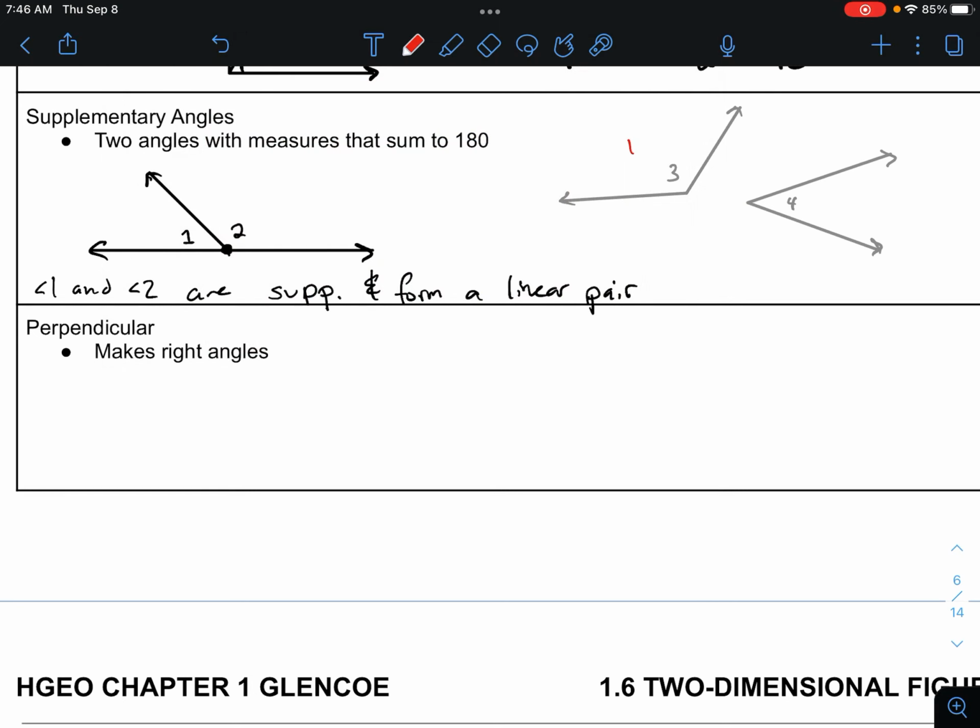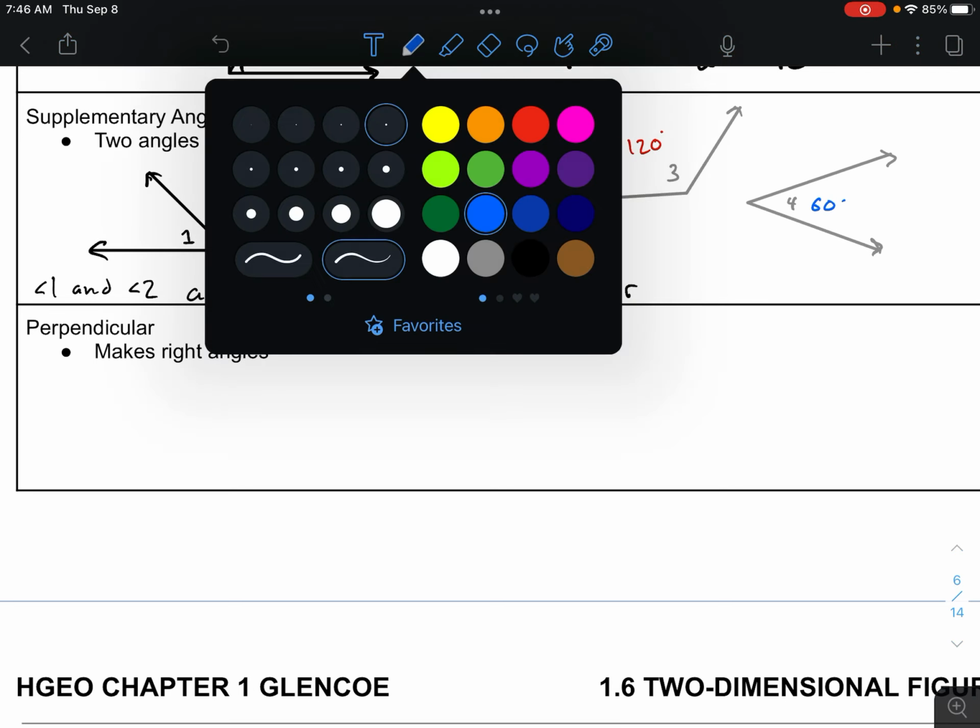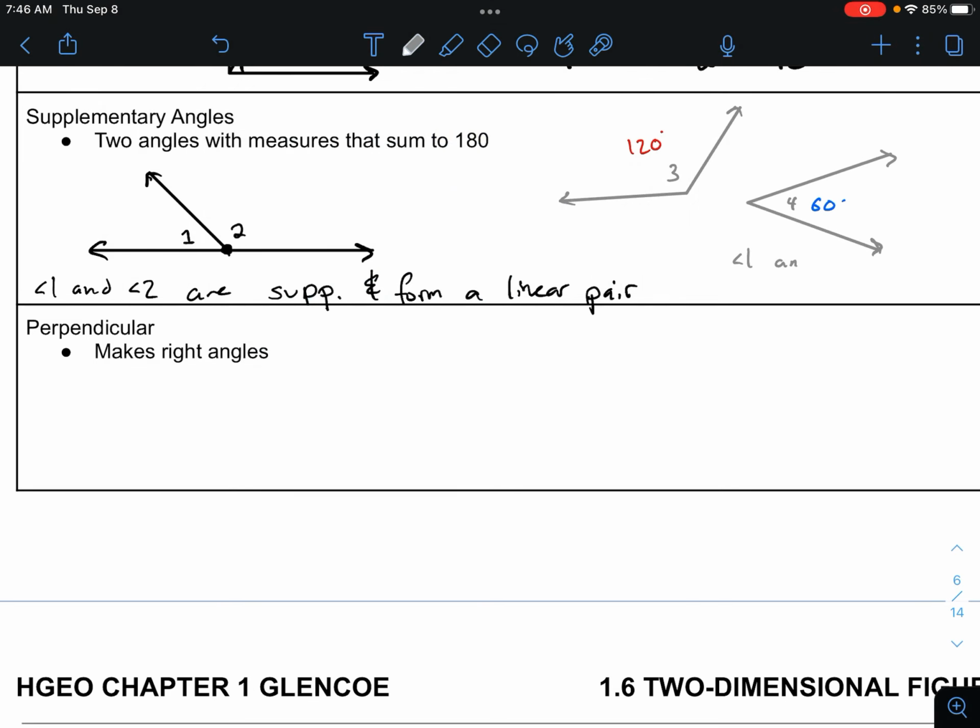And let's go back to the example we just used. If angle 3 was 120 degrees and angle 4 was 60 degrees, then we could say that angles 3 and 4 are supplementary. All right. However, in this scenario, angles 3 and 4 do not form a linear pair because they don't make a straight line. All right, they're not adjacent to each other. So you can have supplementary angles that are adjacent and form a linear pair, or you can have supplementary angles that are not adjacent and do not form a linear pair, but they still are supplementary.